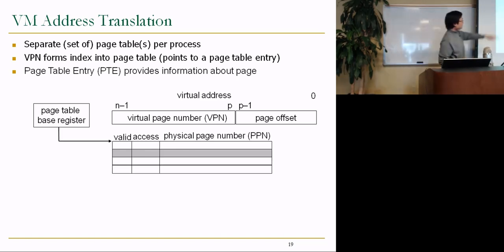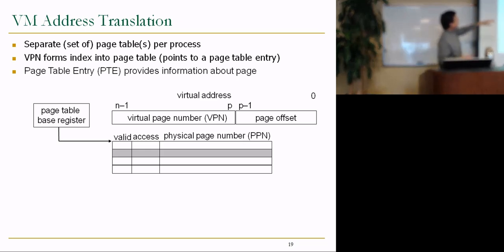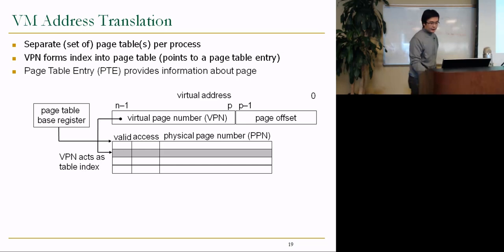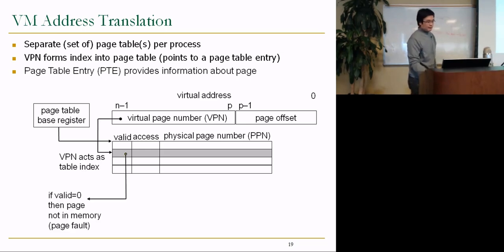And then you have the page table that lets you translate the virtual page number into the physical page number. And then you concatenate that with the page offset to get the physical address. But there is other information that you need in the page table entry.